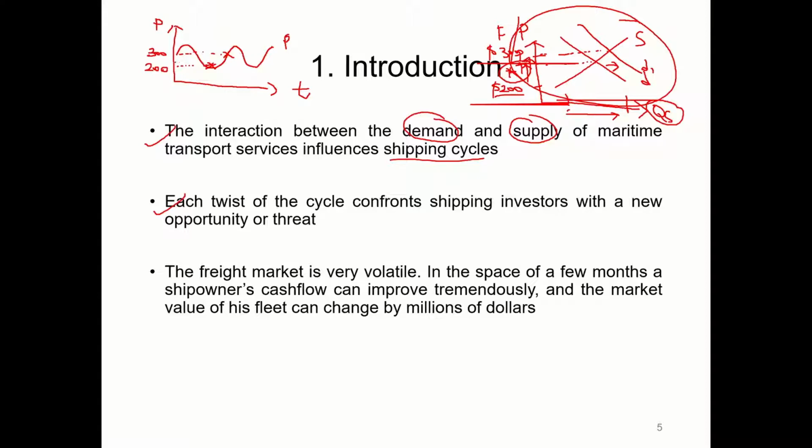So we can plot the transport cost. Right, let's say transport cost is this. Okay, so of course when prices are high and are above the transport cost, the shipping company will be earning some kind of profits, as shaded in blue. And shipping company will be making losses if the prices are below their transport cost. Okay, so each twist of the cycle confronts shipping investors with a new opportunity and threat. So here would be opportunities, when prices are above transport costs, and these will be threats.